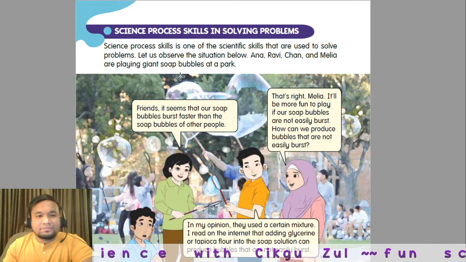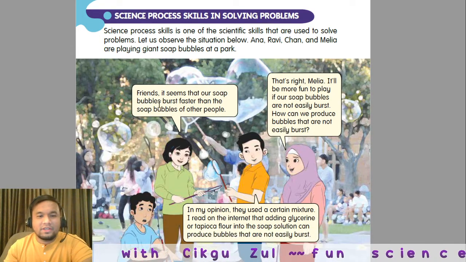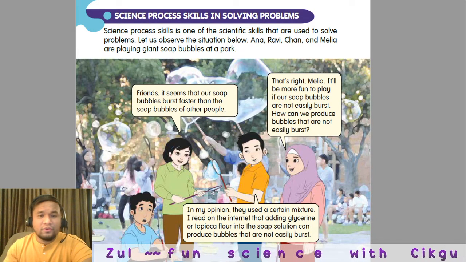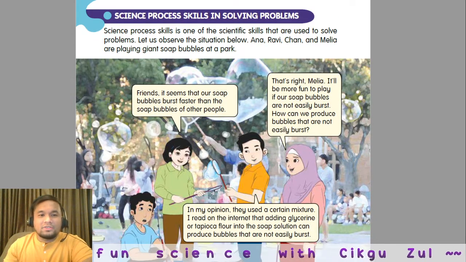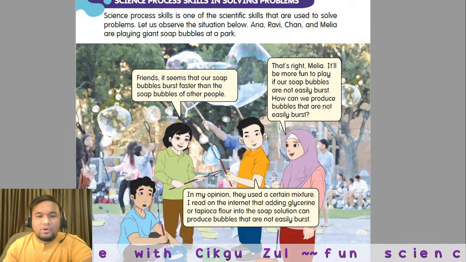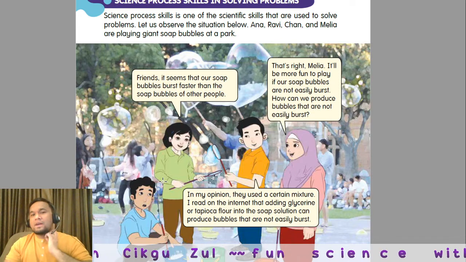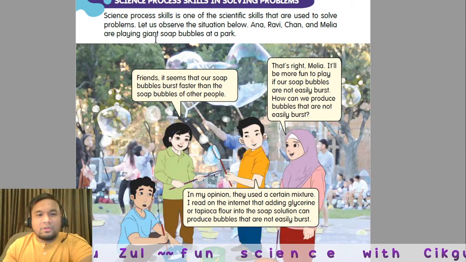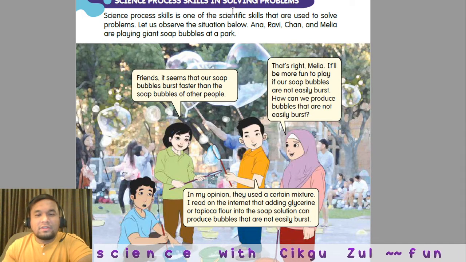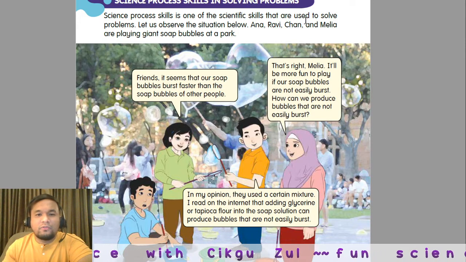Okay, now there's a situation here. I hope the view in here is clear for you to see. Okay, so we can see here there are these boys and girls, these kids are playing with giant bubbles. Okay, science process skills is one of the scientific skills that are used to solve problems.